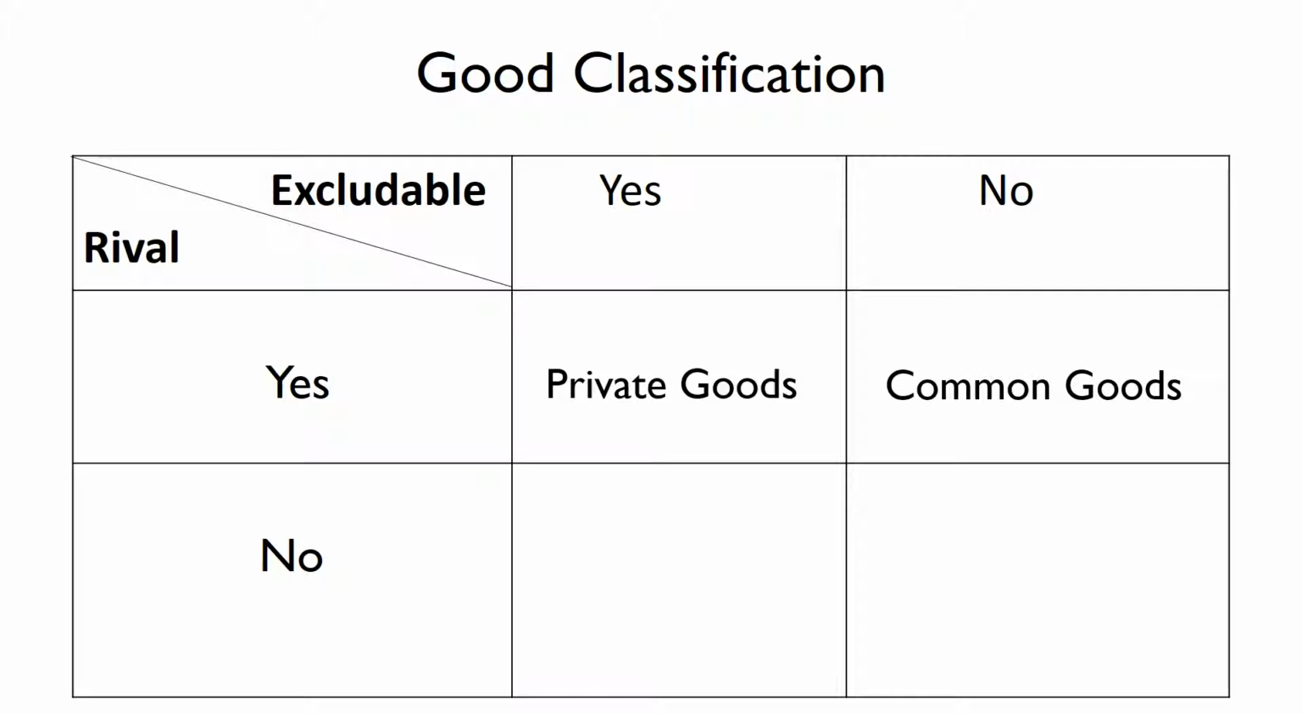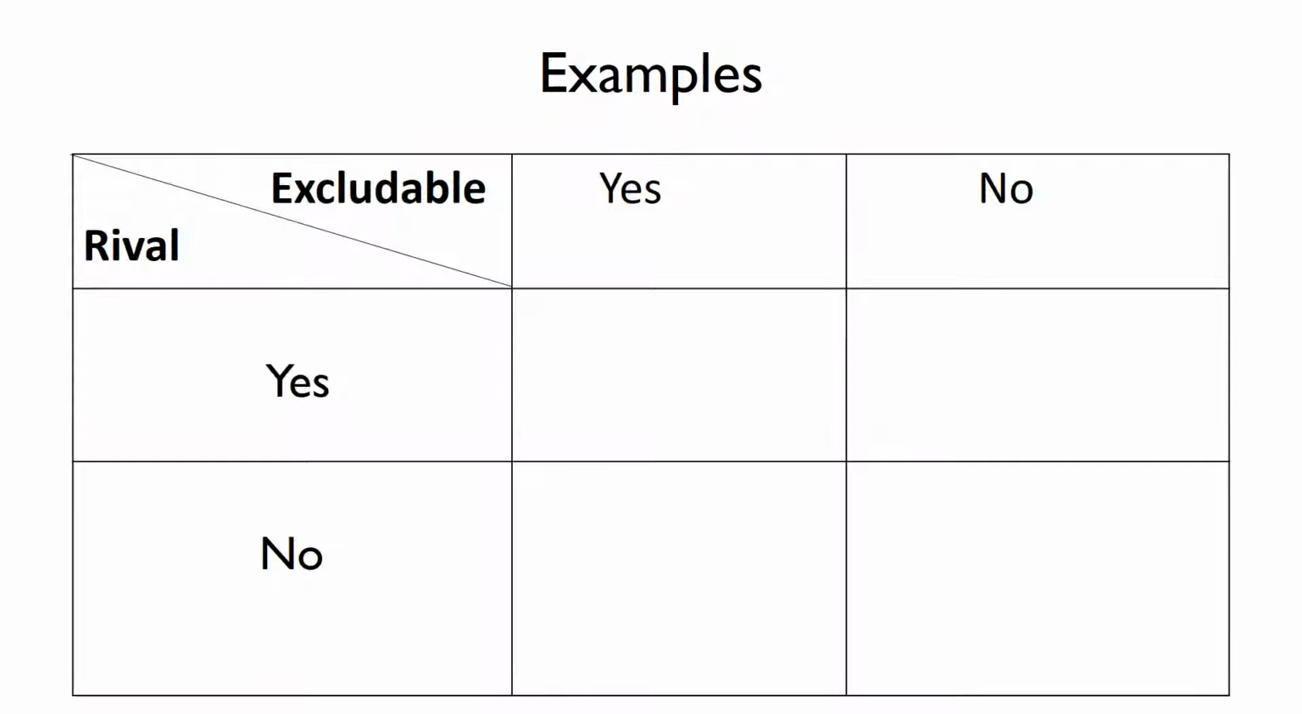These are called common goods. And they'll be the subject of the next video in this chapter when we discuss the tragedy of the commons. Third, we have goods that are non-rival but excludable. These are called club goods. When we go through the examples, you'll see that this is sort of a natural name. Finally, we have goods that are non-rival and non-excludable, and these are called public goods. They'll be the subject of the third video in this chapter when we discuss the free rider problem.